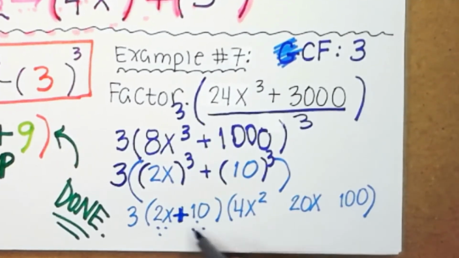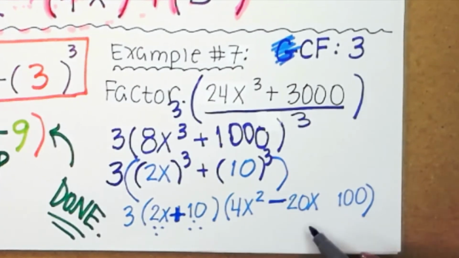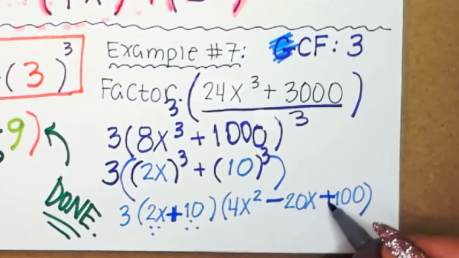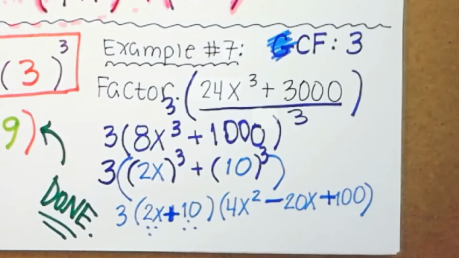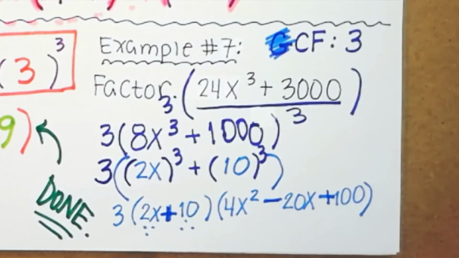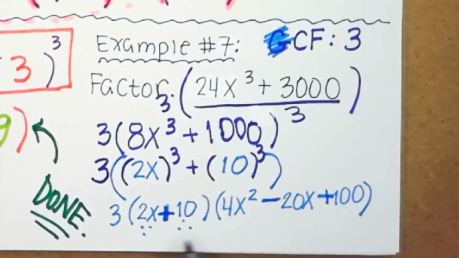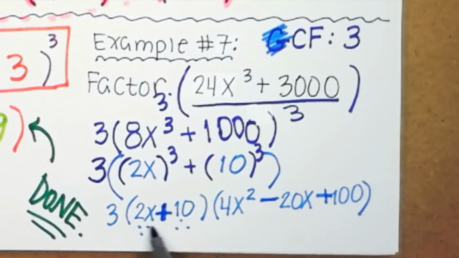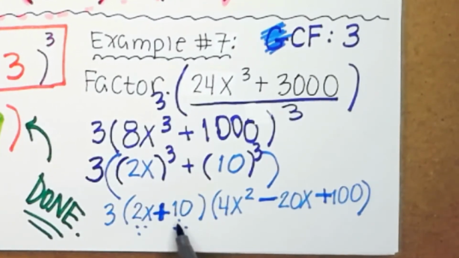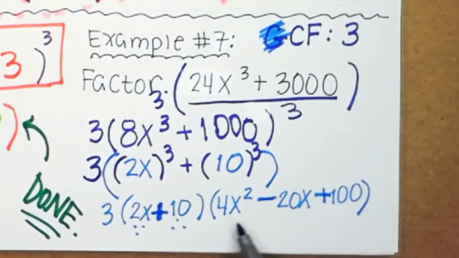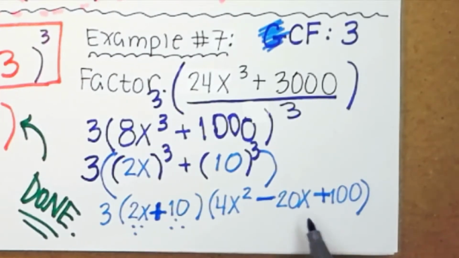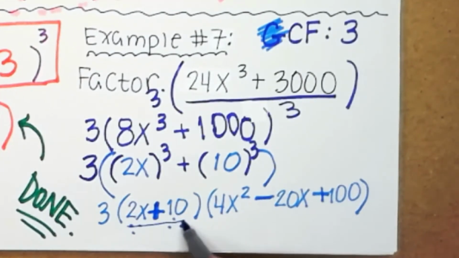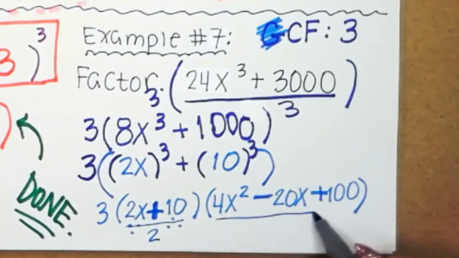Same, opposite, always plus. Now, we could factor it a smidge further. I could take a 2 out of this. And what can I take out of this? I could take out a 4. Take out a 2. Take out a 4.